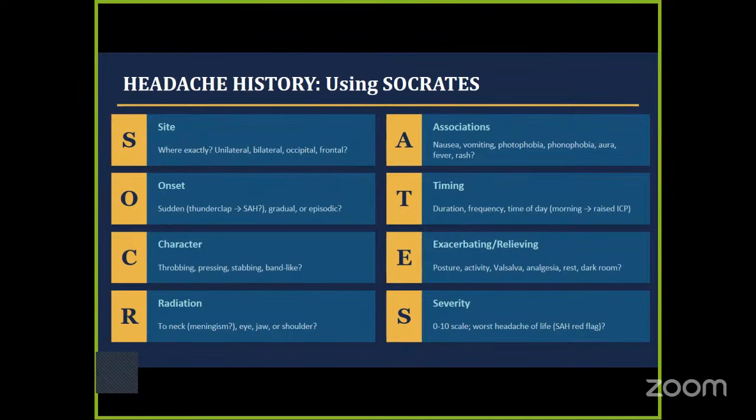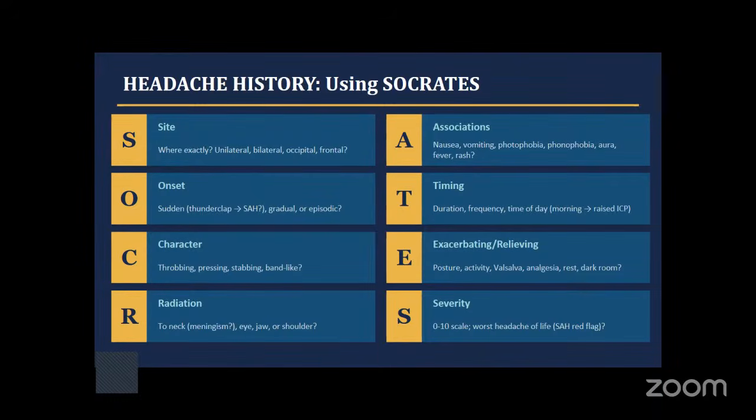For the character, you want to describe this in the patient's words, whether it's pressing, throbbing, stabbing, or band-like, and each of them represents a certain type of headache. Radiation, especially when we're dealing with symptoms like meningism, or headaches that result from other conditions such as muscle disorders, nerve disorders. So whether the headache is radiating to the eye, jaw, or shoulder. Then whatever the headache is associated with, so that's nausea, vomiting, photophobia, phonophobia, aura, fever, or rash.